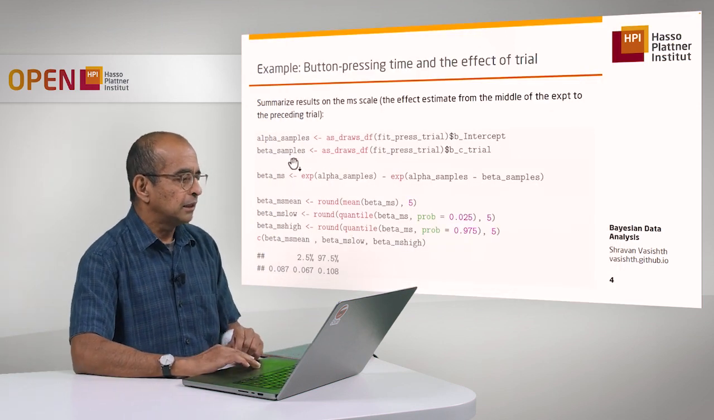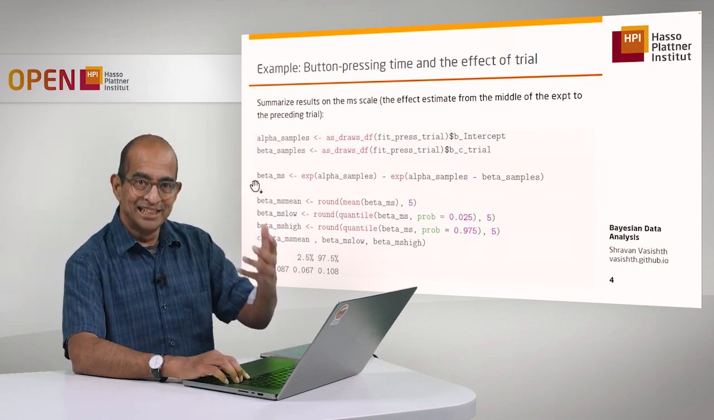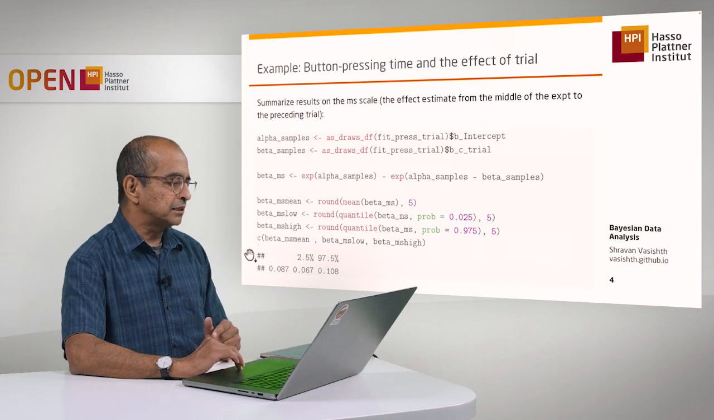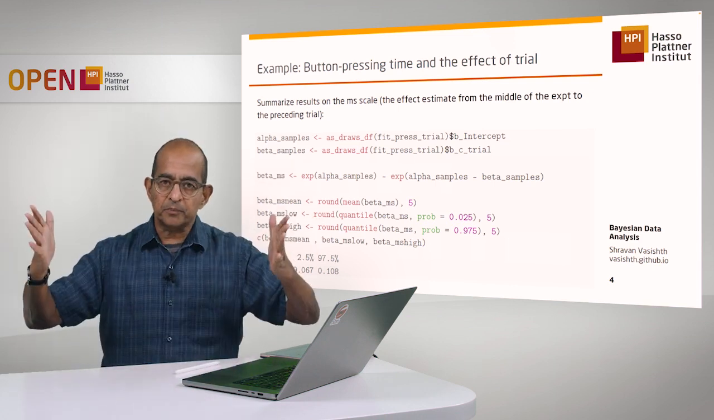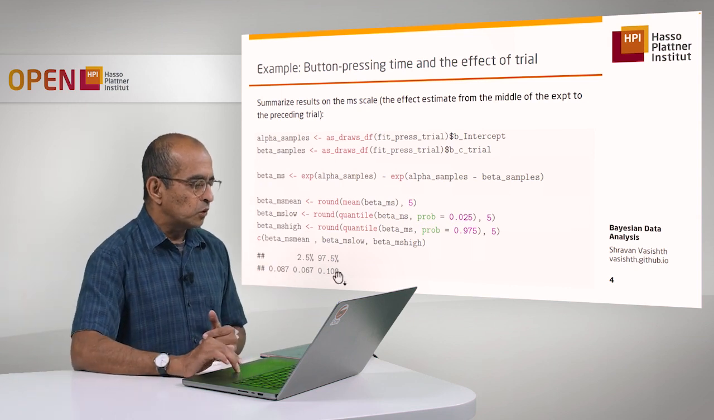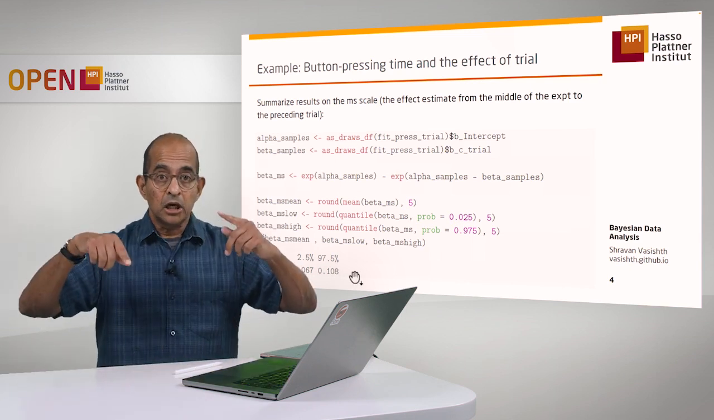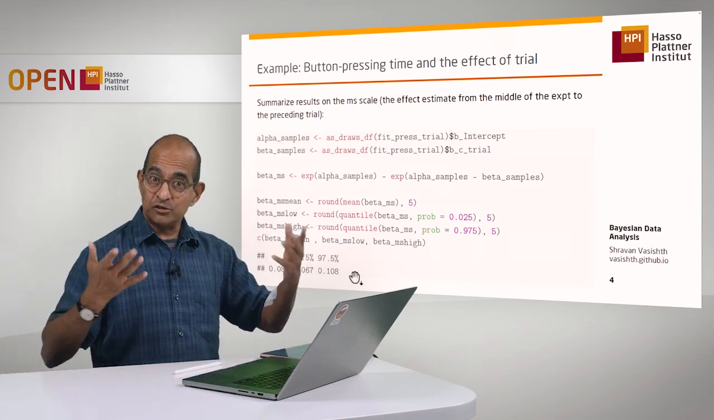So if you look here, I'm doing this computation, and this is giving me the measurements on the millisecond scale. And then I can do some statistics. I can figure out the lower and upper bound, the 95% credible interval, the mean, and so on. So what I'm looking at here is the mean effect and the 95% credible interval in milliseconds. You can see that it's very small.